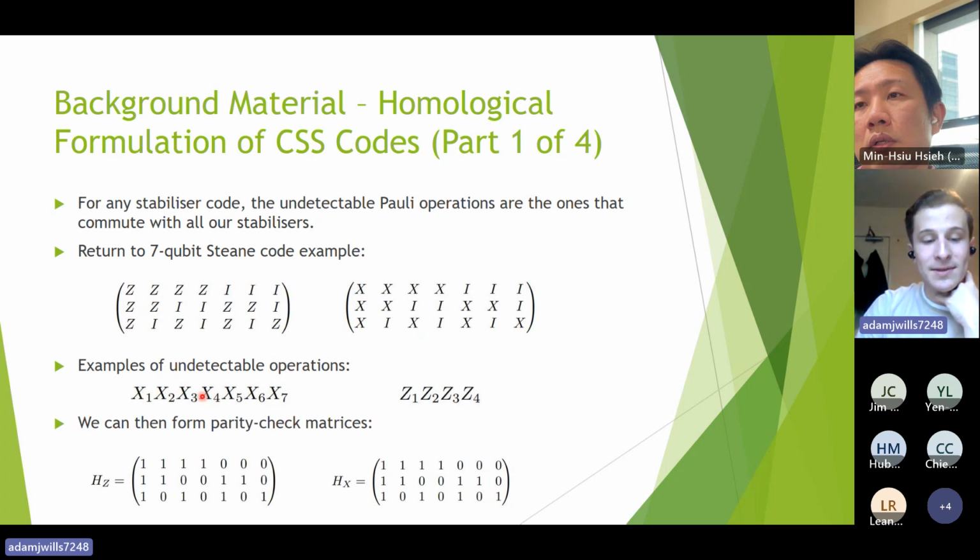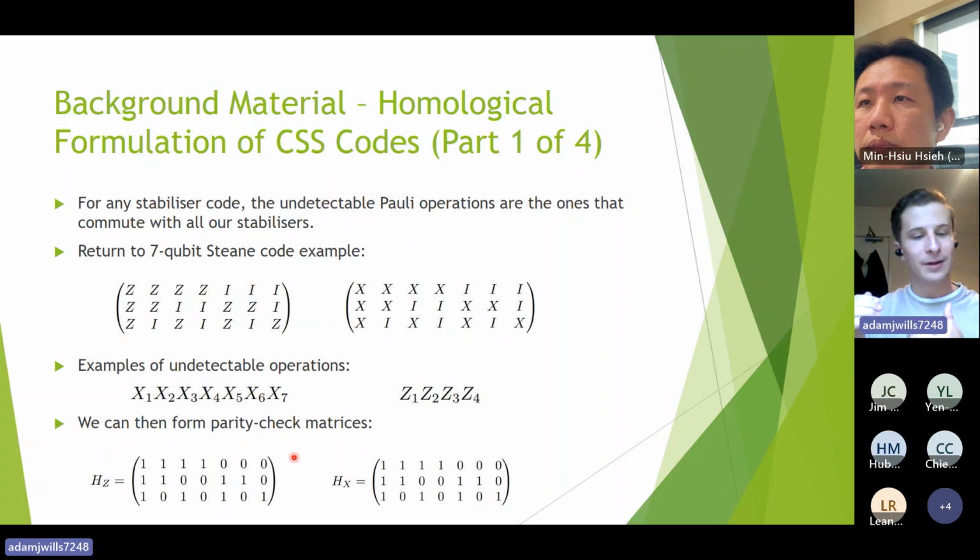because an X type operation commutes with a Z-type operation if and only if it has overlap in an even number of places, and a vector is going to have 0 inner product with one of these rows if and only if, again, it has overlap in an even number of places. So all we've done so far is we've just formed 2 parity check matrices from our stabilizers, and we've noted that the undetectable operations exactly correspond to the respective code spaces.